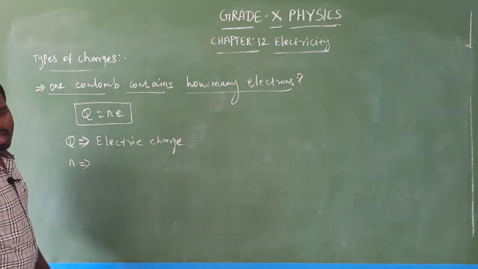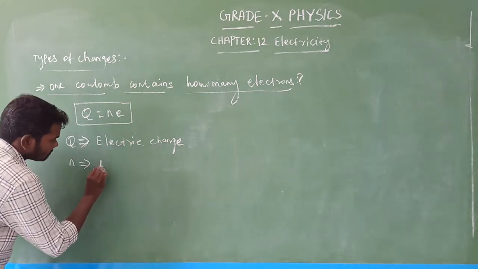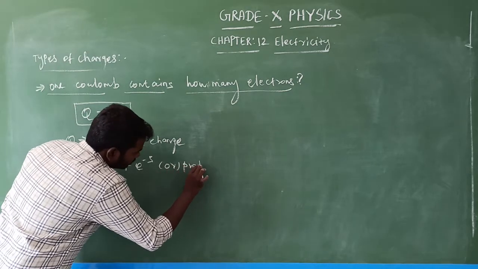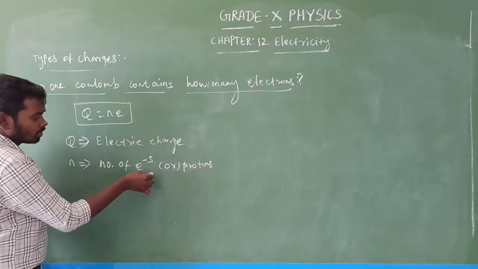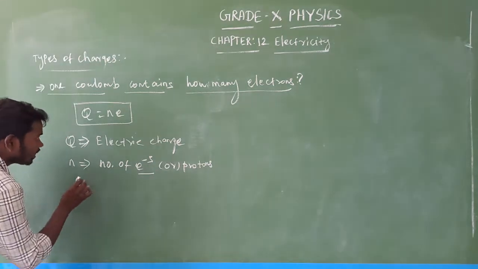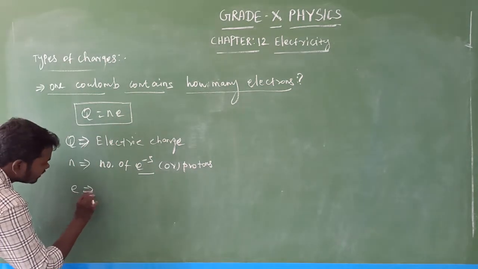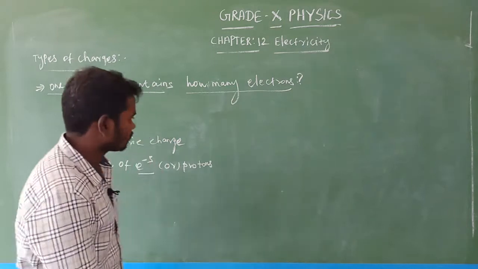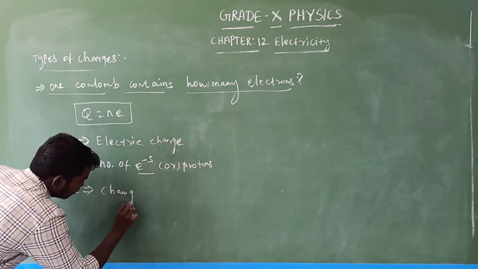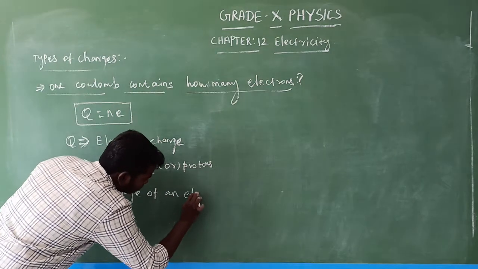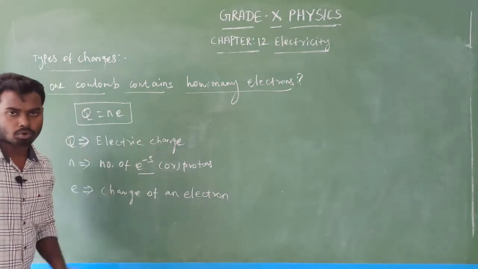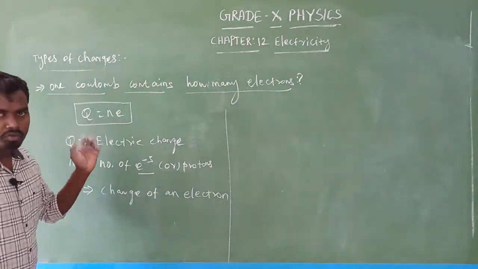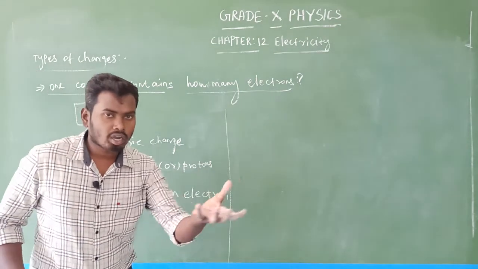N means nothing but the number of electrons or protons. N means number of electrons or protons. Note this point. Here it means electrons. Okay, you don't get confused. Then next E. What is E, sir? E means nothing but the charge of an electron. Charge of an electron. Tamil we say ஒரு எலக்ட்ரானோட சார்ஜ் எவ்வளோ, அதுதான். ஓகேவா? எஸ். Look at here. Now we are going to find how many electrons constitute 1 coulomb.